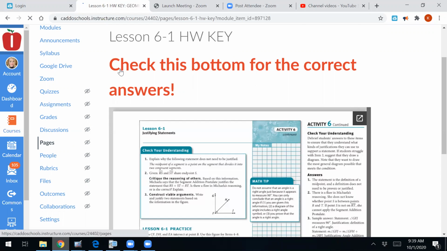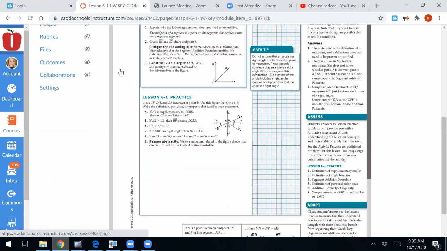All right, so the first one, number 4, says if angle 2 is supplementary to angle CBE, then angle 2 plus angle CBE equals 180 degrees. How do you know that? Well, definition of supplementary angles. That's the correct answer to that one. Number 5 says if angle 2 is congruent to angle 3, then ray BF bisects that angle. Definition of angle bisector.